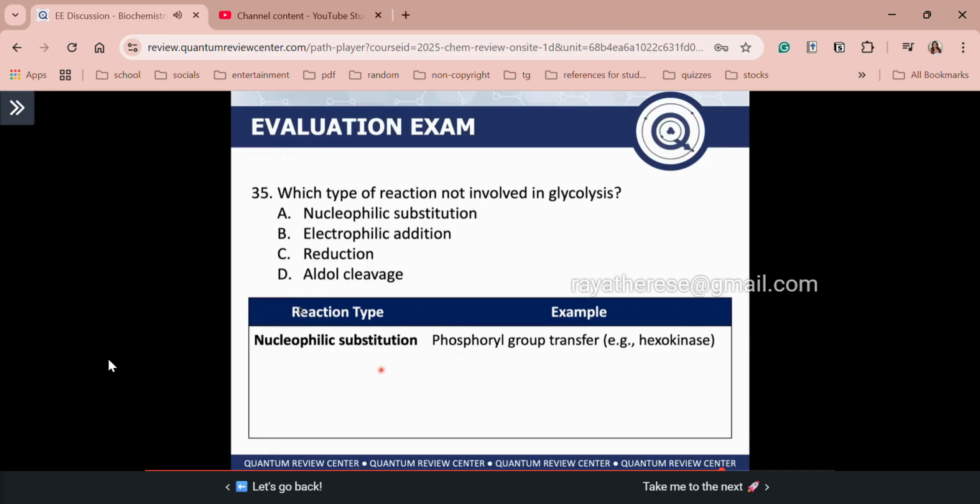Of course, your nucleophile will attack your electrophile in order to form your new functional group in its structure. Class, the letter B, electrophilic addition. So addition of your electrophile is not a typical reaction in your glycolytic pathway. So sir, is the answer letter B? Yes, but let's discuss your letter C.